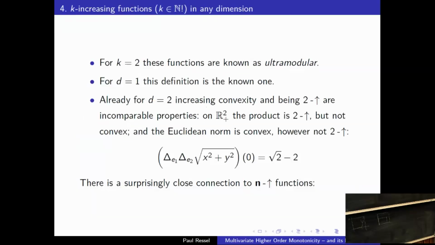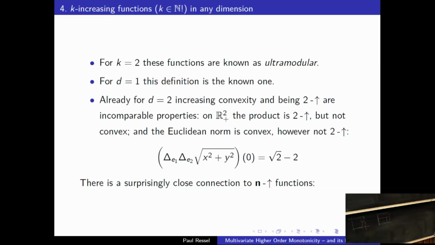And for k equal 2, these functions are in fact known as ultramodular. You can find it in the literature. For d equal 1, it's the known definition we had before. But already for d equal 2, increasing convexity and being 2 increasing are incomparable properties. Two examples on R2 plus: the product is increasing but not convex, and the Euclidean norm is convex, however not 2 increasing. Just a counterexample here: you take this double difference of the Euclidean norm at the point 0, you get root 2 minus 2.